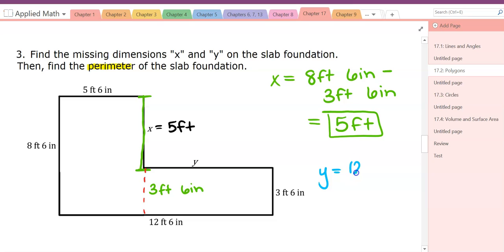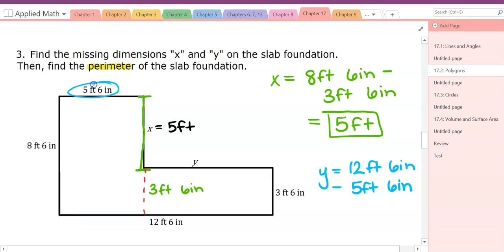Good. Take 12 feet 6 inches and subtract 5 feet 6 inches, because thinking about the length of the bottom minus this length up here, because again, if I split my shape like this instead, this is 5 feet 6 inches here. So what's that going to give me? 7 feet. So y is going to be 7 feet.